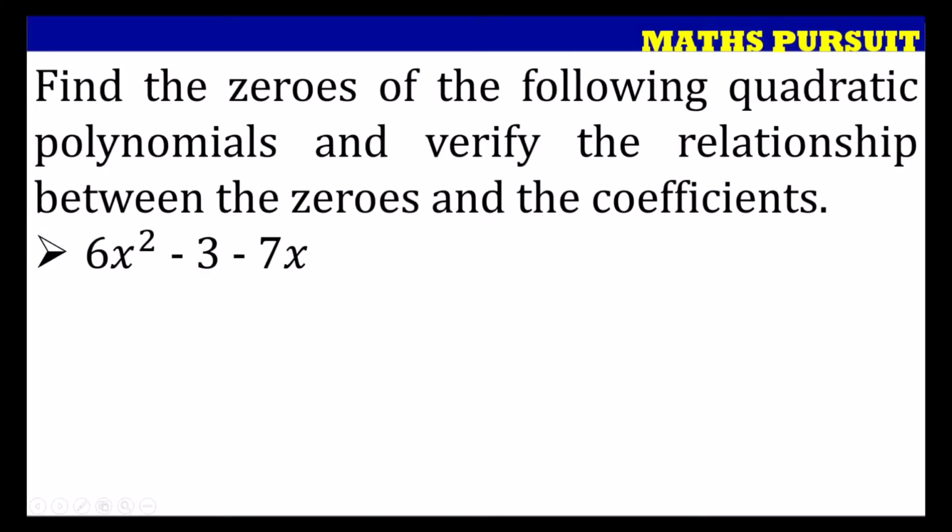The given question is: find the zeros of the following quadratic polynomials and verify the relationship between the zeros and the coefficients. And the given quadratic polynomial is 6x to the power 2 minus 3 minus 7x. So guys, we need to find out the zeros of this polynomial as well as the relationship between the zeros and the coefficients. So let us see how we are solving this one.